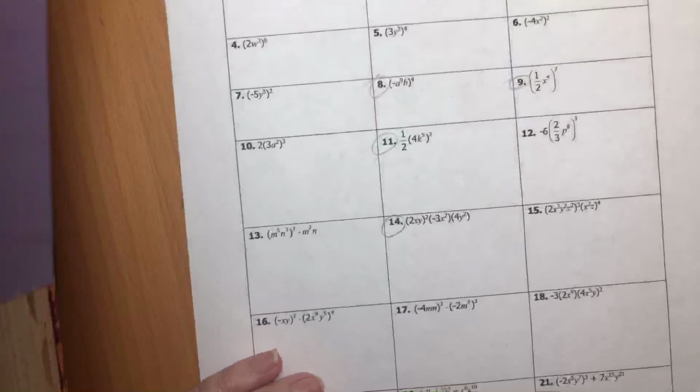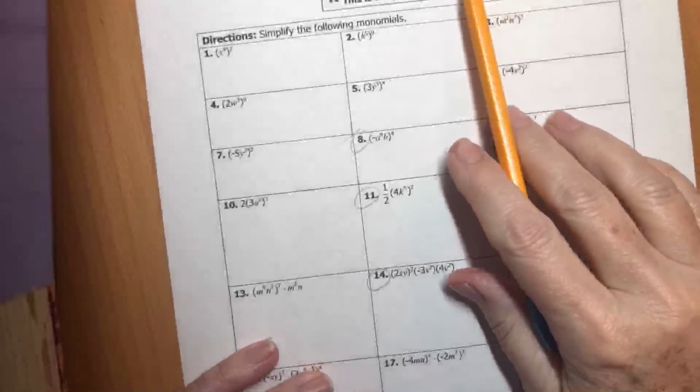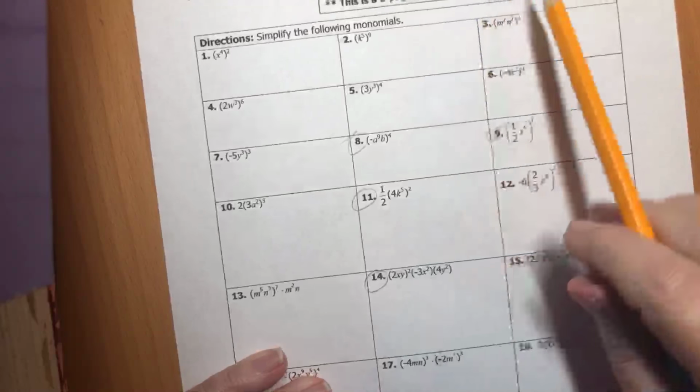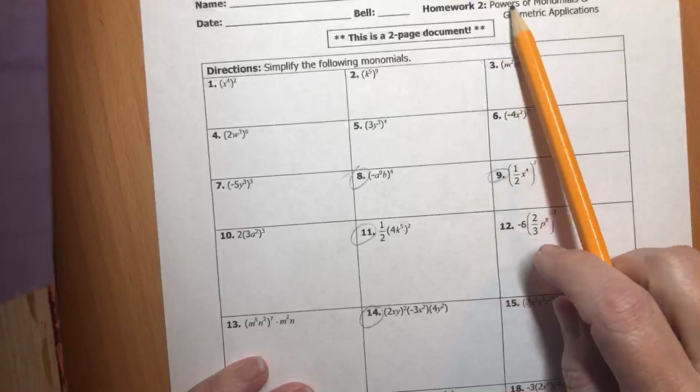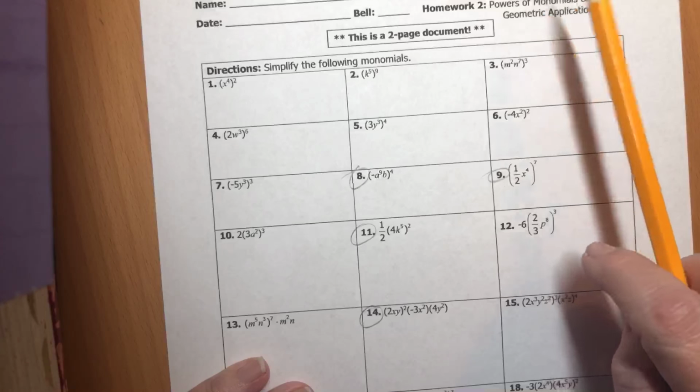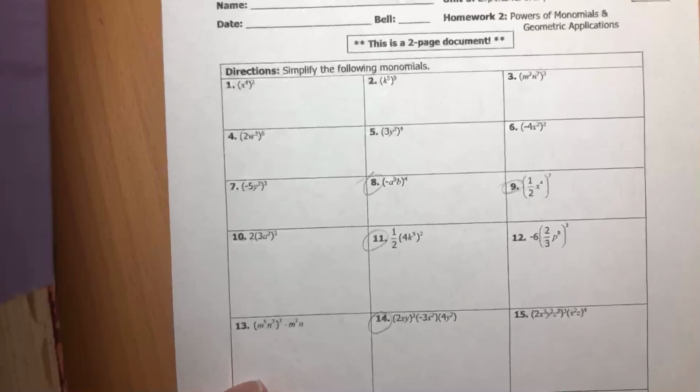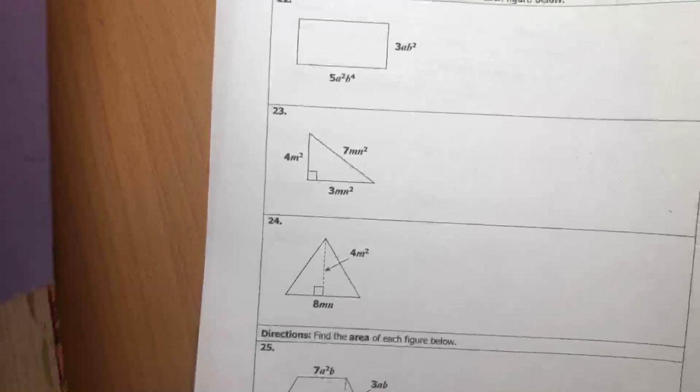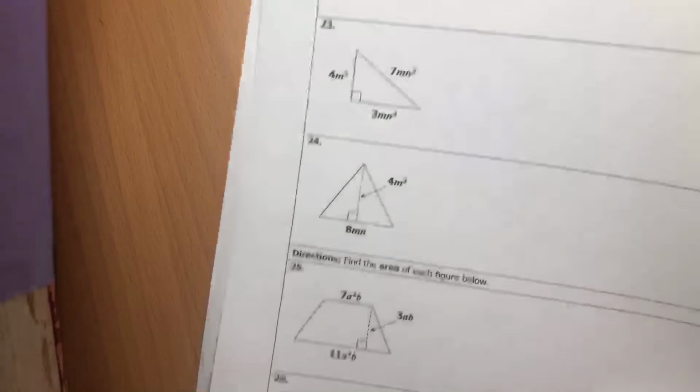All right, so now turn to your next sheet, which says homework, but it's not really homework. It's just your classroom sheet. It says homework 2 on the top. And this is where you're going to practice, okay? So this is your practice for powers of monomials and geometric applications. It's 2 pages. So one page looks like this, and the second page looks like this. It's 22 through 26.